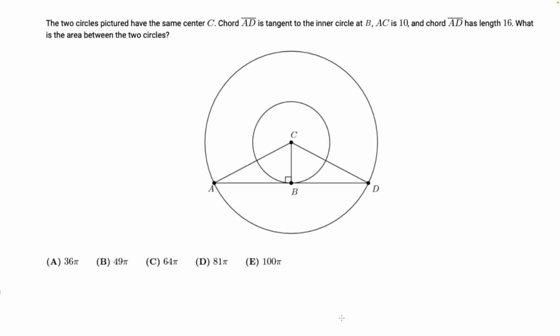Circles pictured have the same center C. Chord AD is tangent to the inner circle B. AC is 10 and chord AD has length 16. What is the area between the two circles?